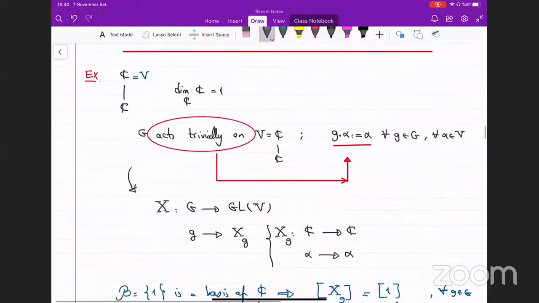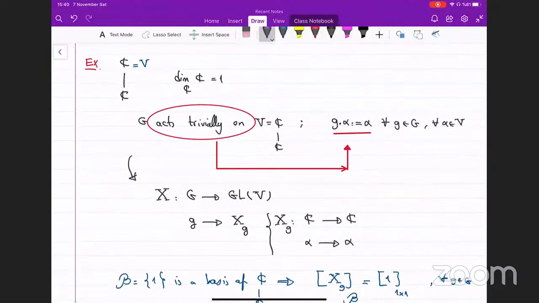As an example, when you want to discuss a finite dimensional vector space over the field of complex numbers, you may consider C itself as a vector space over itself. So it is a vector space of dimension 1. Now, when I have a finite group G, I can consider the trivial action of this group on this vector space. What do I mean by trivial action? It sends any element of G, sends any alpha to alpha itself. So this is called a trivial action.